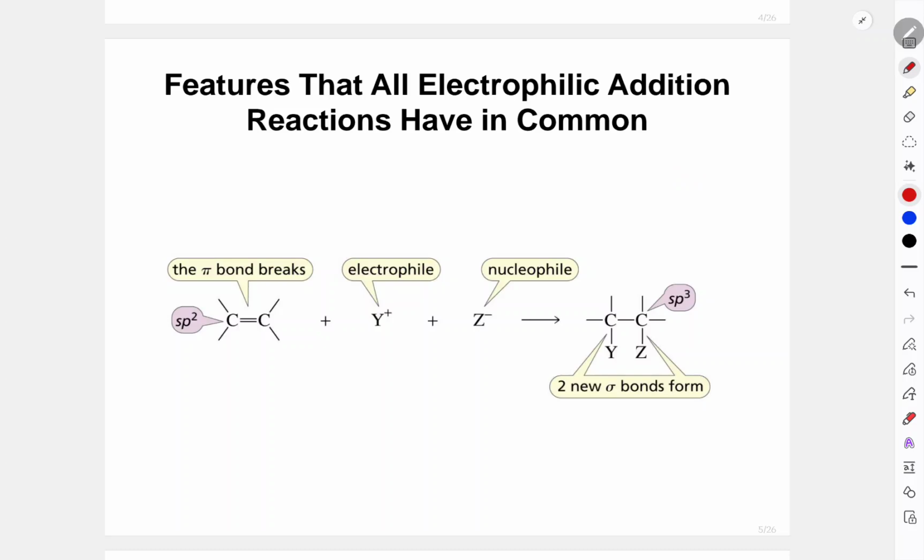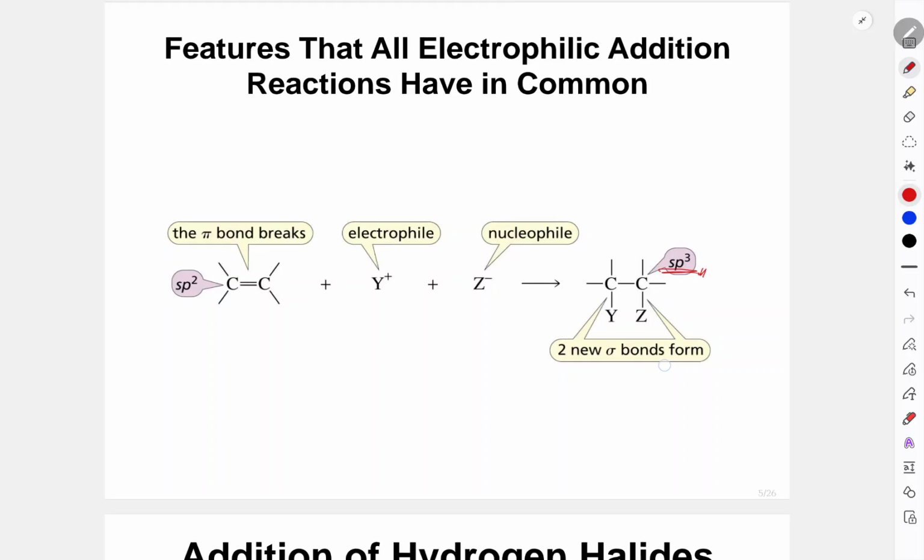One pi bond will be broken from the olefin, and two sigma bonds will be formed. And then the hybridization will change. Initially, carbon on the alkene was sp2 hybridized, and on the product side, carbon after addition type reaction becomes sp3 hybridized. So these are the general features for electrophilic addition.